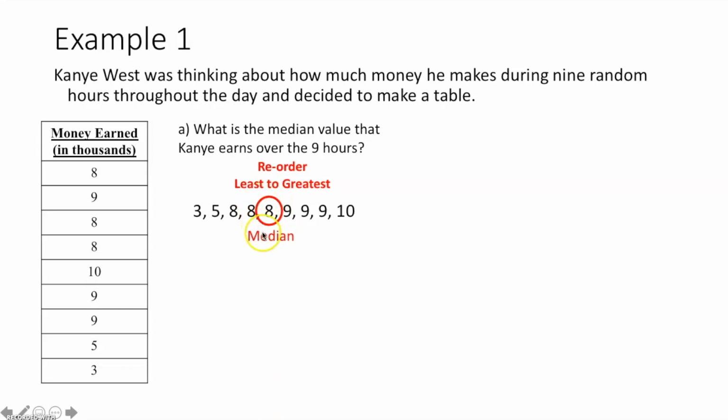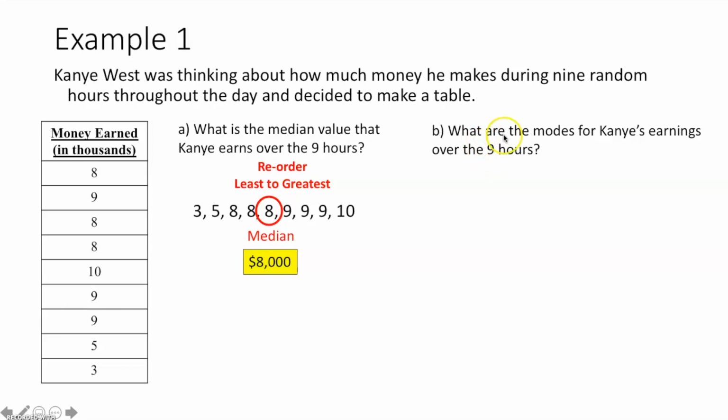Therefore, that's your median. But before you say 8 is your median, what are we talking about? We're talking about money earned in thousands. So 8 is actually $8,000. That is your median. Next, what are the modes for Kanye's earning over the 9 hours?